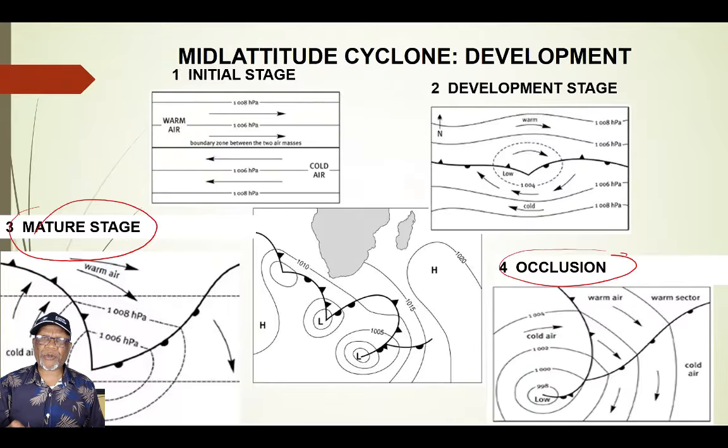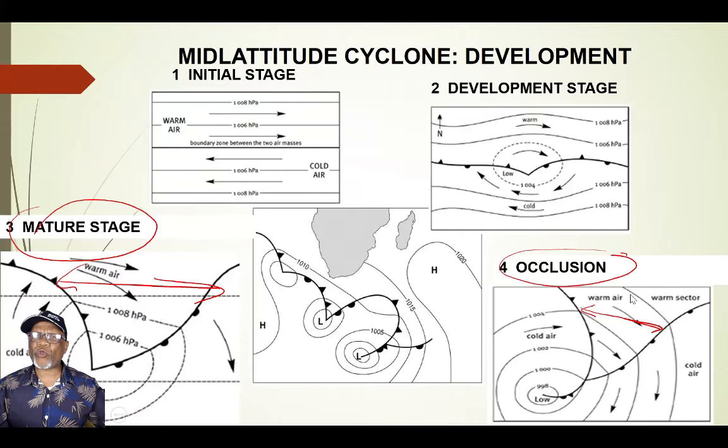What do you see with the mature stage? The warm sector. This is the warm sector. It is wider. The warm sector is wider in a mature stage. And when you look at the occlusion stage, the warm sector is narrower. Now, you have to find the reason why the warm sector is narrower in the occlusion stage.